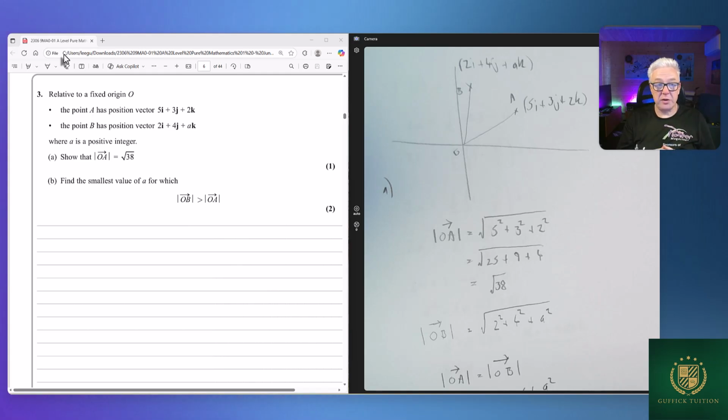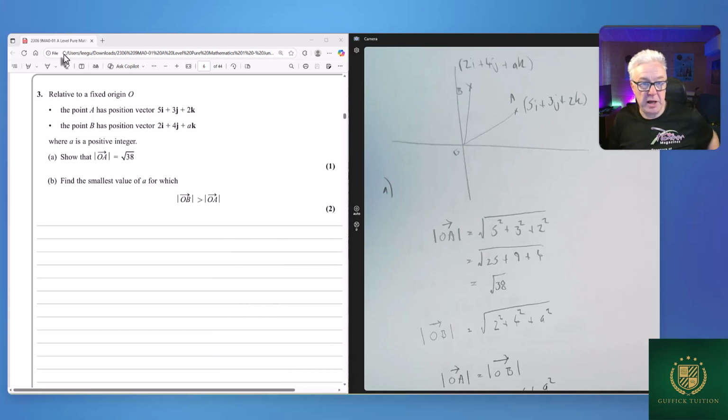Hello everyone, we have question 3 here on paper 1 from 2023 and we have a vectors question. So it says relative to a fixed origin O, the point A has position vector 5i add 3j plus 2k and the point B has position vector 2i add 4j add ak, where a is a positive integer. Show that the magnitude of the position vector from O to A is root 38.